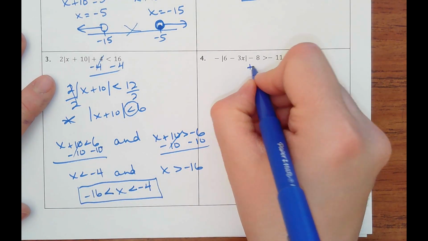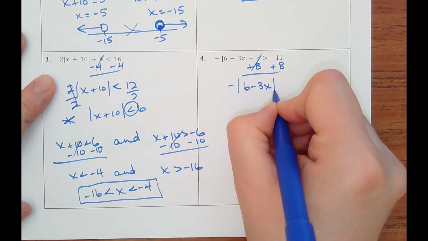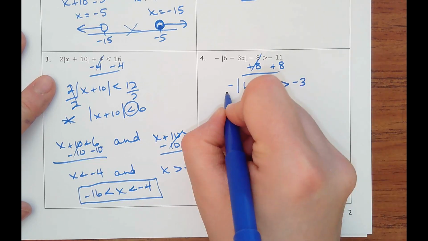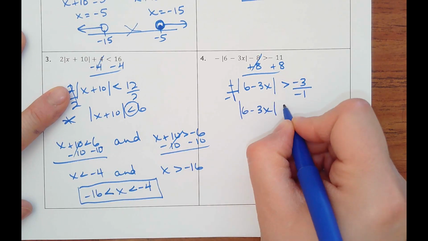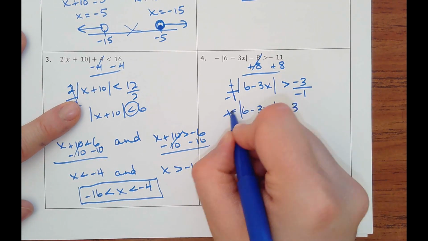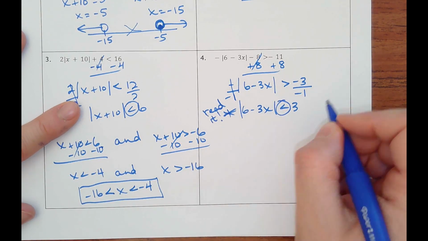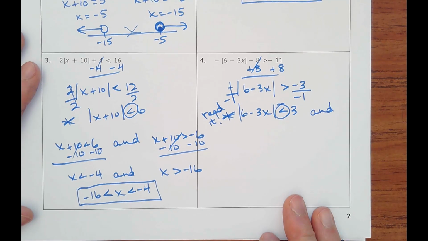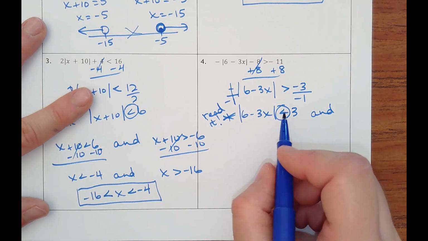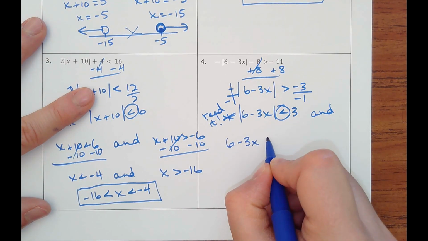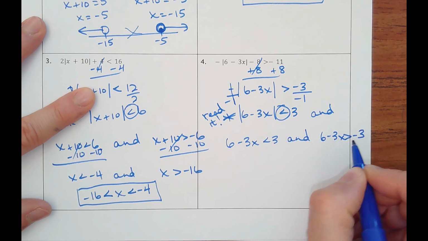Last one, you would add the 8 first. That'd be negative 3. Divide by negative 1. When we divide by a negative number, it flips the inequality symbol. So this is where I'd want to read it. And so now it's saying the absolute value is less than. That tells me it's an and. But again, if you want to just make them equations and then plug in numbers to see what it is, that's fine. So I'd have 6 minus 3x is less than 3. And 6 minus 3x is greater than negative 3.